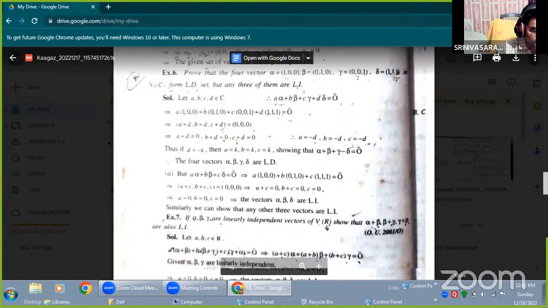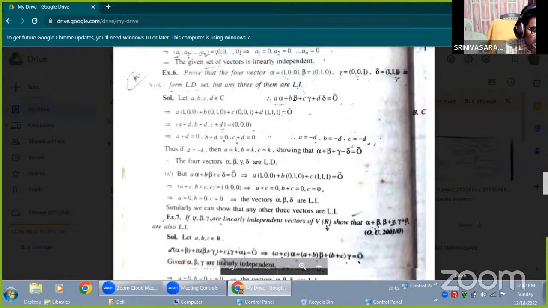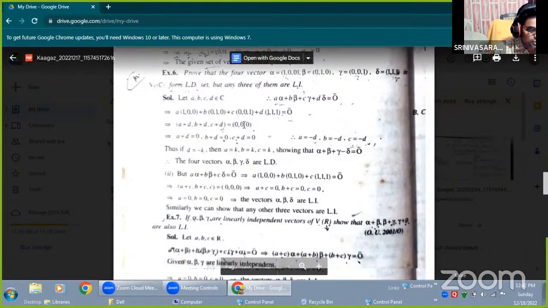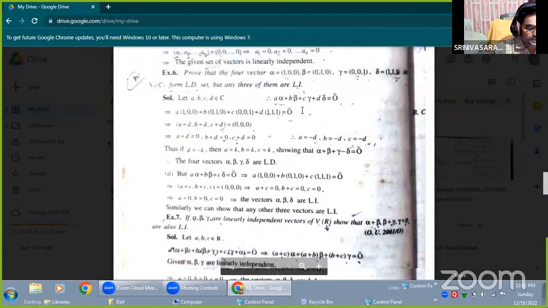Any four vectors for the given system of vectors is linearly dependent, but any three we are taking is linearly independent. Suppose A, B, C, D are all complex numbers. A alpha plus B beta plus C gamma plus D del equal to 0 bar. Alpha equal to 1 0 0, beta equal to 0 1 0, gamma equal to 0 0 1, and del equals 1 1 1.